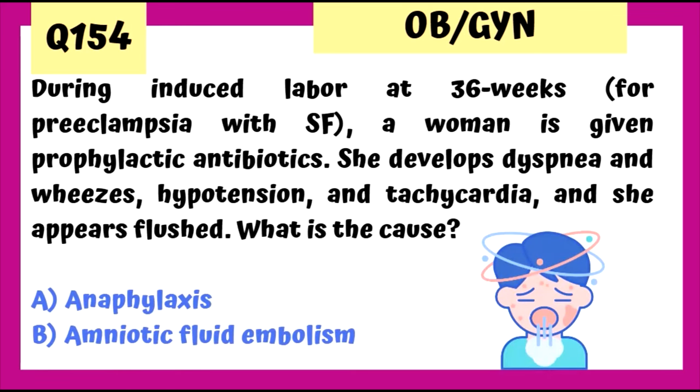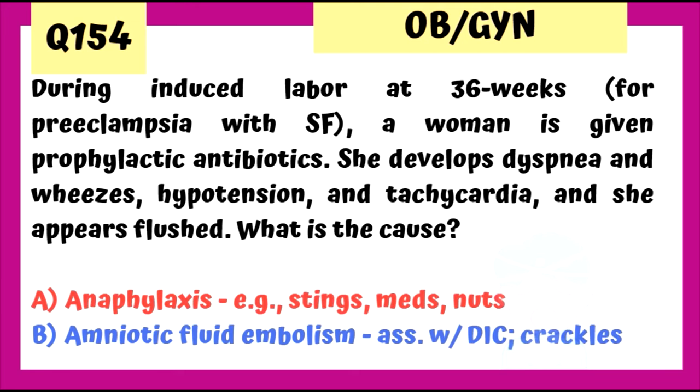Question 154, during induced labor at 36 weeks for preeclampsia with severe features, a woman is given prophylactic antibiotics. She develops dyspnea, wheezes, and hypotensive tachycardia, and she appears flushed. What is the cause? That's anaphylaxis. That could be caused, for example, by stings, meds such as antibiotics, and nuts. Amniotic fluid embolism is associated with DIC, and we would hear crackles, we would not hear wheezes.